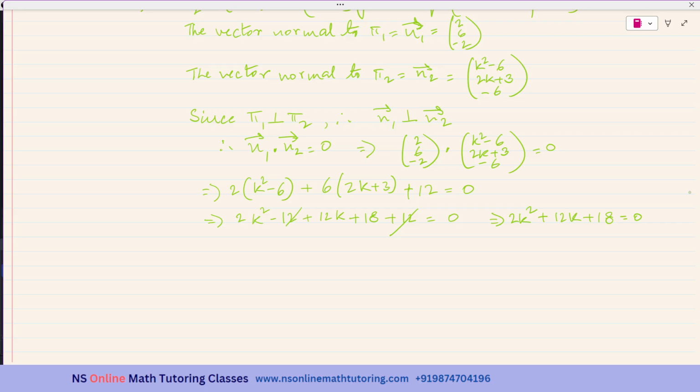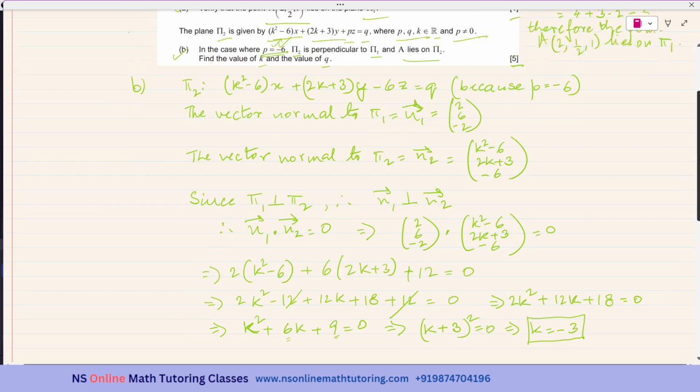And I can divide the entire equation by 2 just to reduce the coefficients. So, it is k square plus 6k plus 9 equal to 0. And this is nothing but k plus 3 whole square. You can check, this 9 is 3 square and this 6 is 2 times 3. So, k plus 3 whole square equal to 0 means k plus 3 is equal to 0 or k is equal to negative 3.